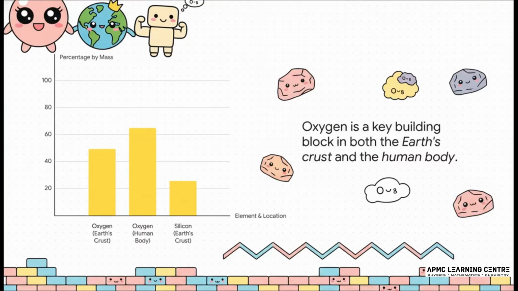And what's fascinating is how few of these elemental building blocks it takes to build everything. Just look at this chart. Oxygen, just one element, makes up almost half of the Earth's crust by mass. And get this, it's an incredible 65% of your own body. It's a powerful reminder that all the amazing diversity in our world comes from combining just a few key elements in new and exciting ways.